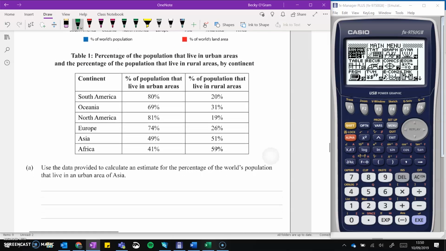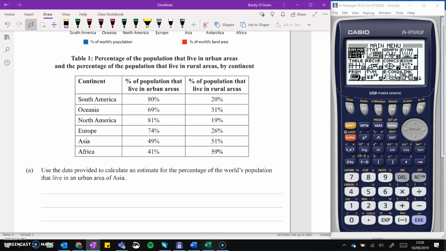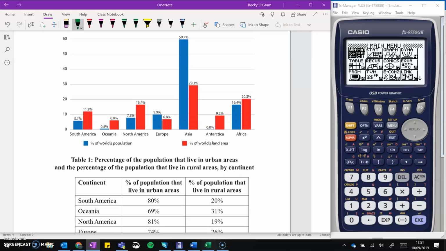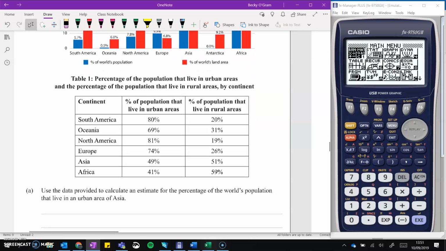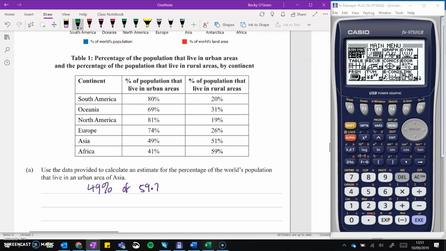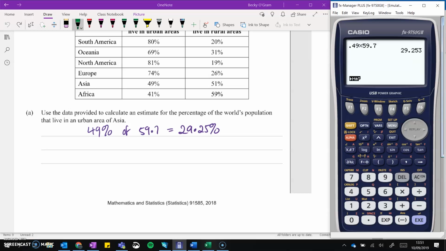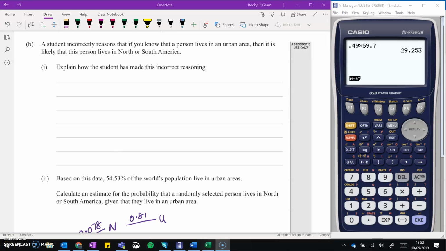So use the data provided to calculate an estimate of the percentage of the world's population that live in an urban area of Asia. You can see that Asia contains 59.7% of the world's population. So of that group of the population, we then have 49% of them that live in an urban area. So we want to know 49% of 59.7, which gives us 29.25%.